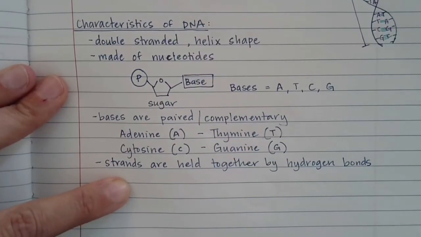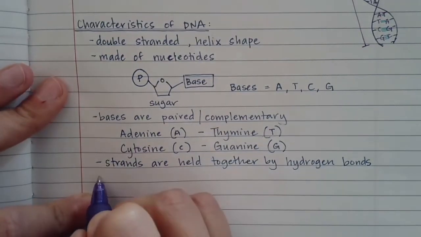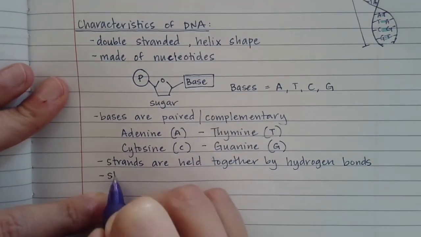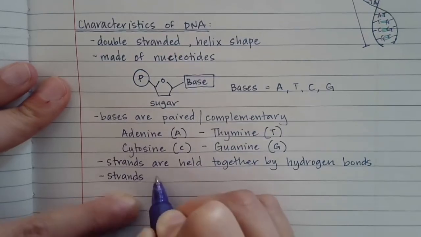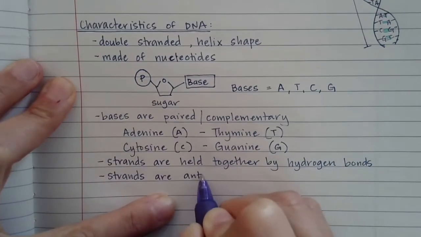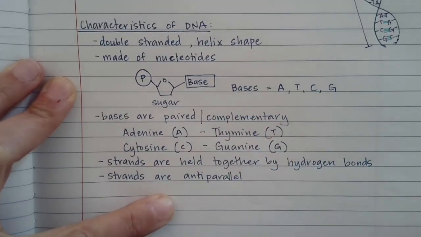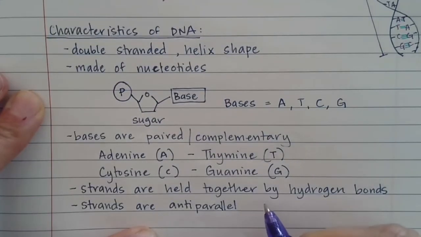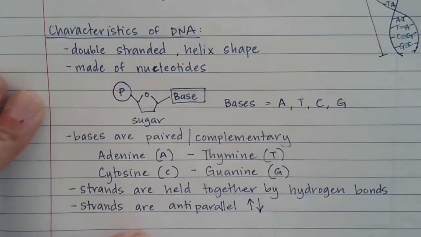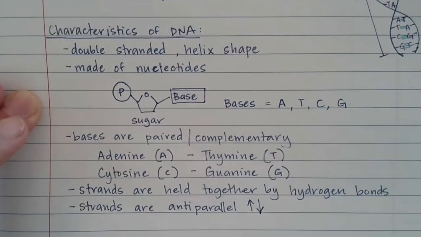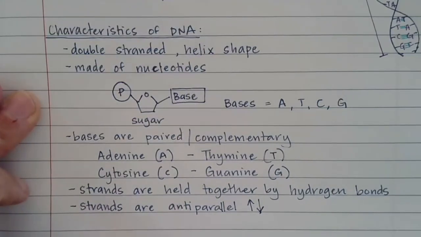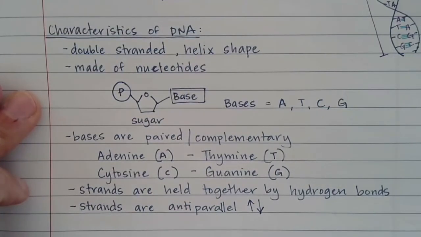And then the last thing that I want to put here is that the strands are anti-parallel. I think that's how you spell parallel. If they're anti-parallel, what that means is that one strand points up and the other strand points down. They run in opposite directions. We're going to spend quite a bit of time on this anti-parallel nature as well.